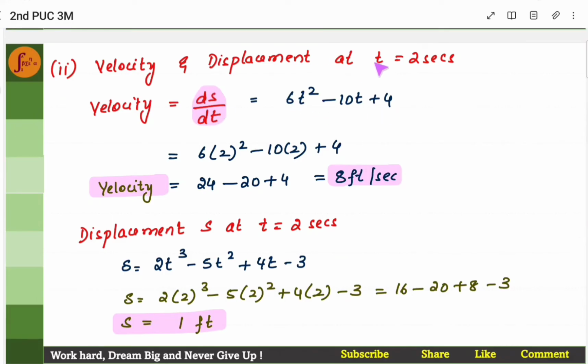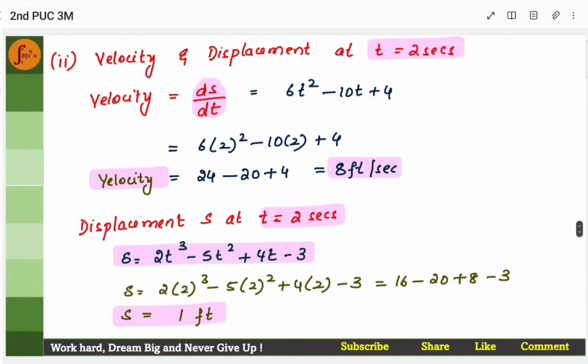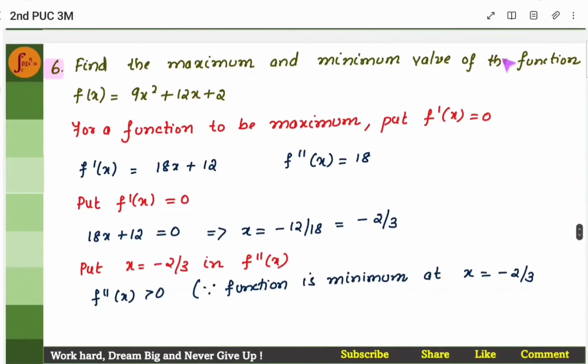Now I have to find the velocity when t is equal to 2 seconds. Substitute t, I'll get velocity. Displacement, directly take the displacement equation, this one, and put t is equal to 2 seconds. I'll get the displacement value. Don't forget to put the units. Whatever units are given in the question, the same units you have to put. Feet, second.